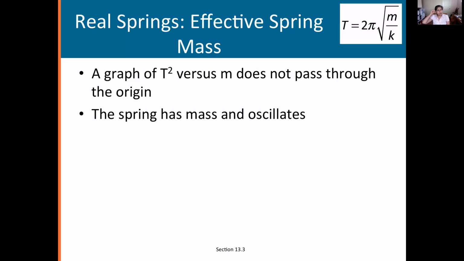If you actually perform this experiment in the lab, which you will, and you measure the time period of a spring mass system, or a pendulum system, and you plot T squared versus m, then you might find that it doesn't actually go through the origin, which is what you would expect because it has no constant term. So it should go through the origin. But in reality, the spring does have a finite mass, and hence it doesn't go through that point.